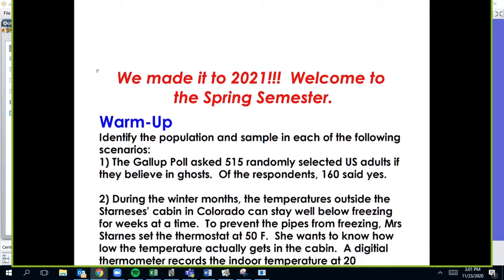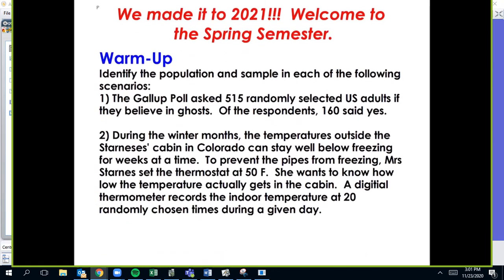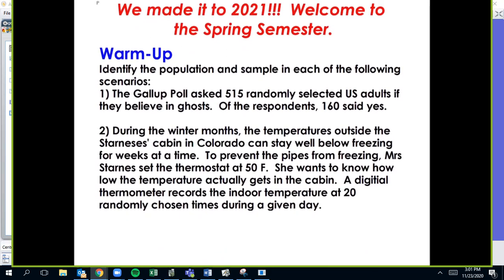Right. So for this, we wanted to identify the population and sample. I'm going to highlight the population. In this one, it's U.S. adults. And then I am going to use a different color to say this 515 randomly selected would be our sample. And then this would be the population.